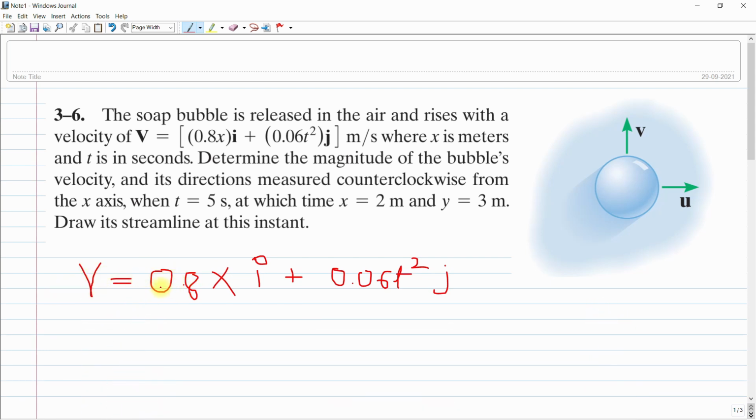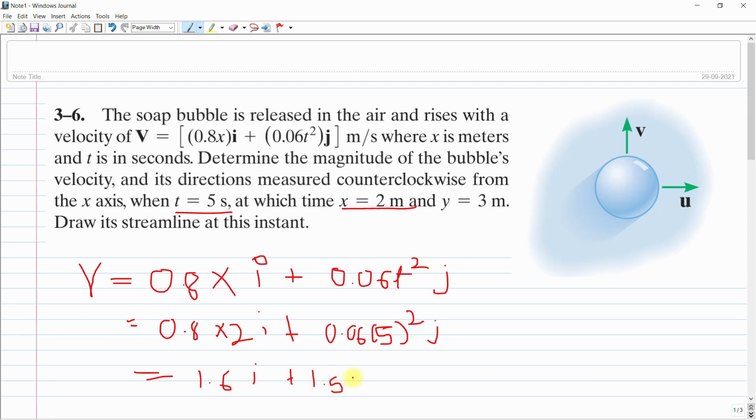The velocity function is equal to 0.8x i plus 0.06 t squared j, where i and j are the complex number components. Here you can see they have given the x value and the t value, so we will put in 0.08 multiplied by 2 i plus 0.06 multiplied by pi, because t is given as pi, j. Now if you multiply this equation, you get 0.6 i plus 1.5 j.